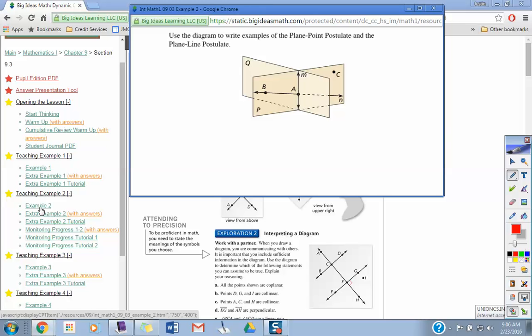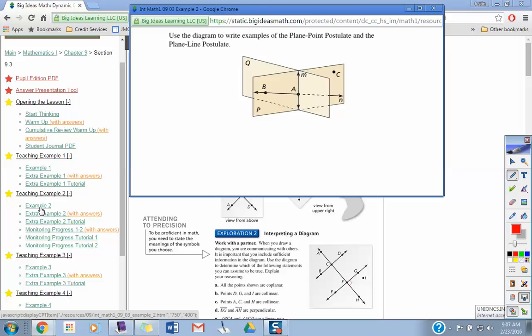A plane contains at least 3 non-collinear points. Well, guys, it looks like to me the only plane they put points in is what plane? Plane P, okay? So find your plane P. Plane point postulate: a plane contains at least 3 non-collinear points.